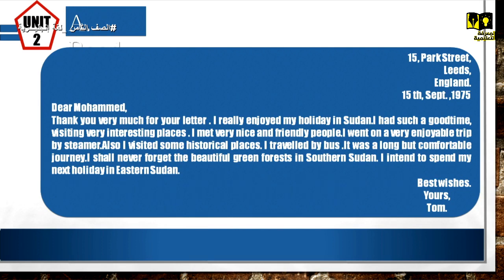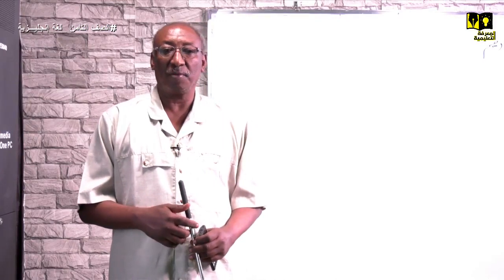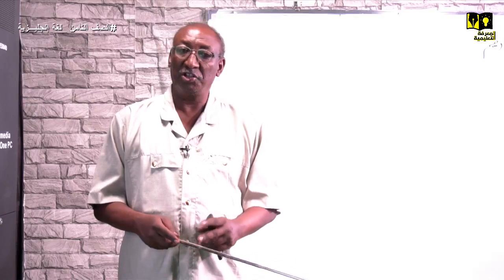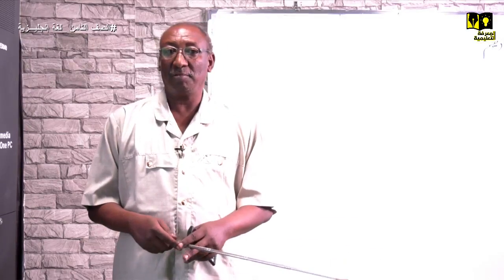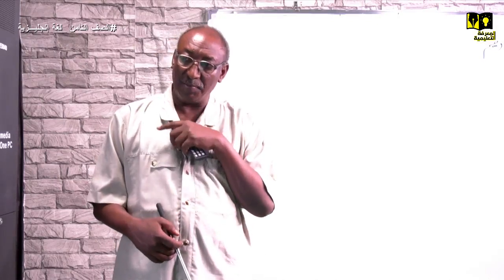Okay, now let's go back to this letter. We have some maybe new words here. I went on a very enjoyable trip by steamer. A steamer is a small ship or big boat. People use it to travel on water. Not a ship and not a boat, it's a big boat, a small ship, which is a steamer.